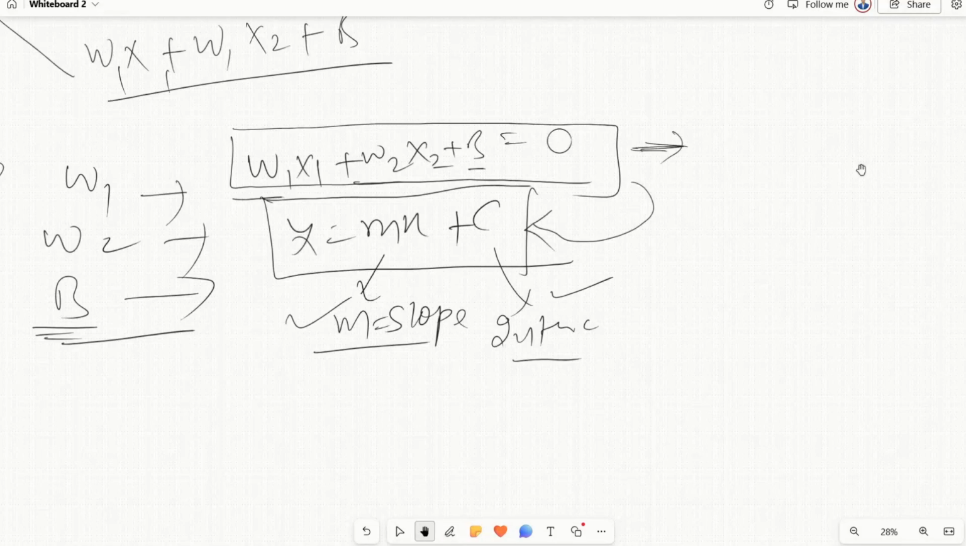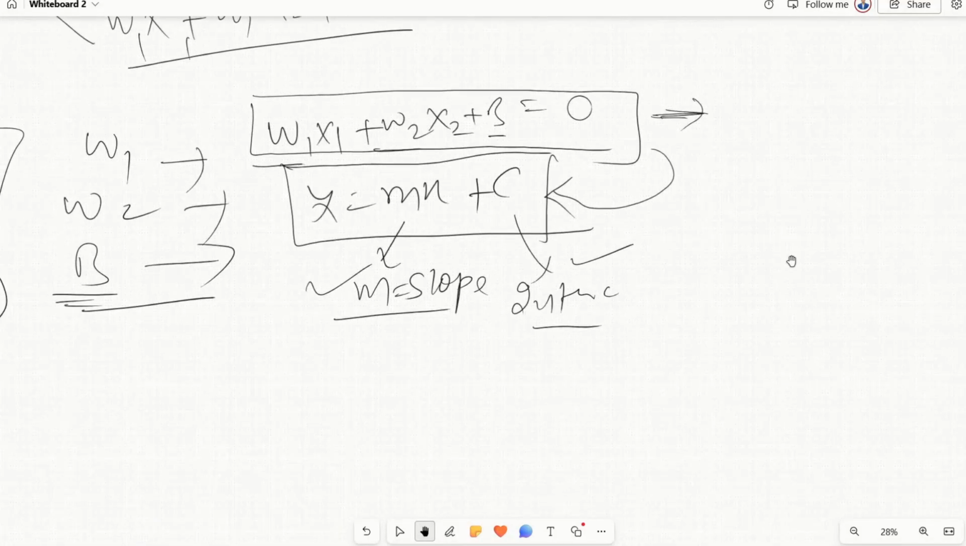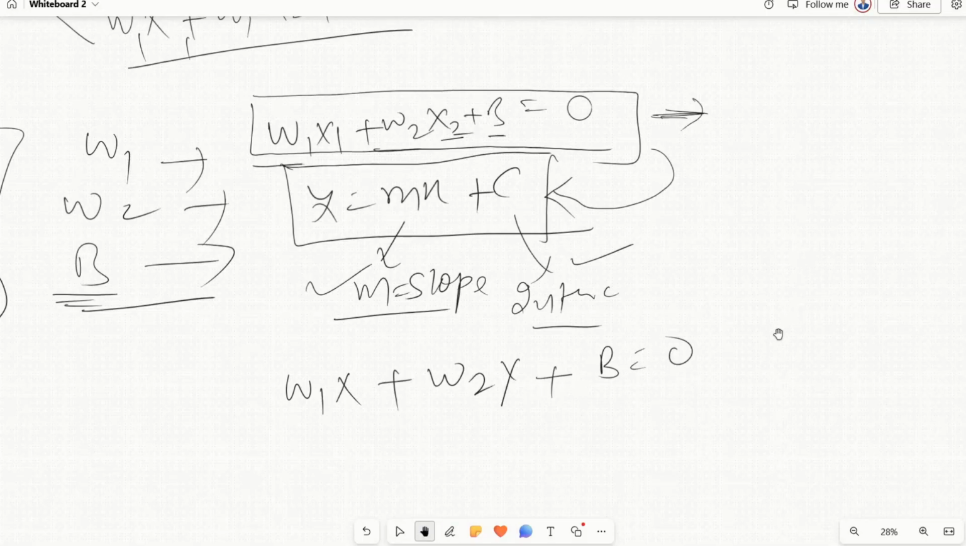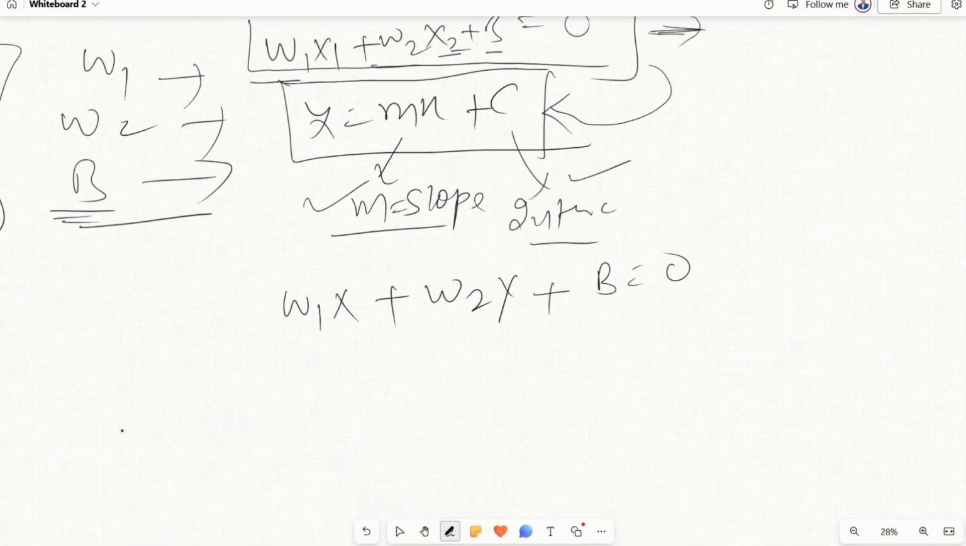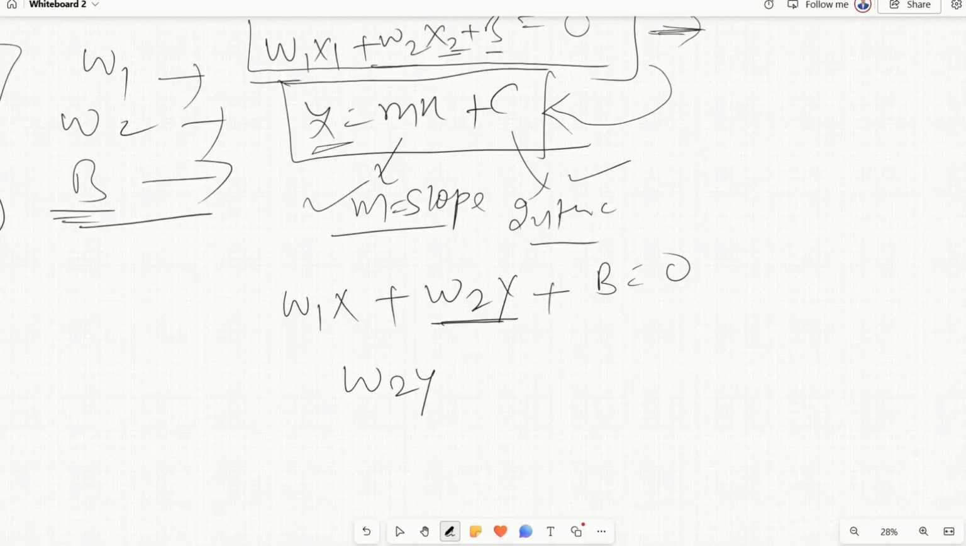Okay, so how to do that? It's very simple, right? Let's suppose this is my w1, I'm calling it x, w2, I'm calling it y, which I'm just using to represent my second feature, and this is b, and the equation is equal to 0. I'm just doing some maths here. I need to find the y, so I'm keeping the w2 into y component on one side.